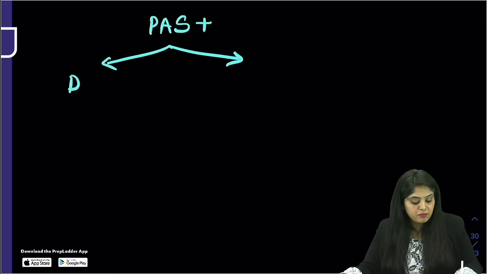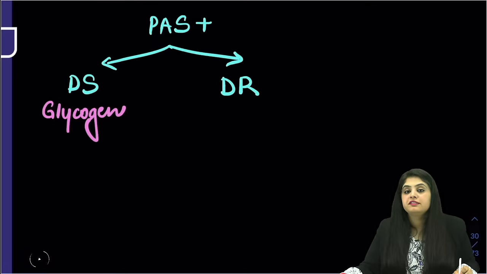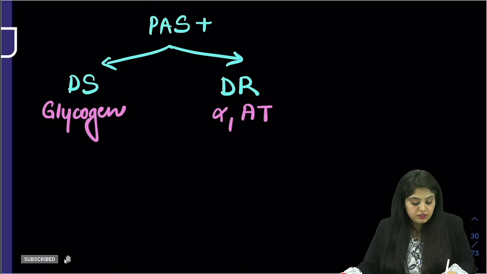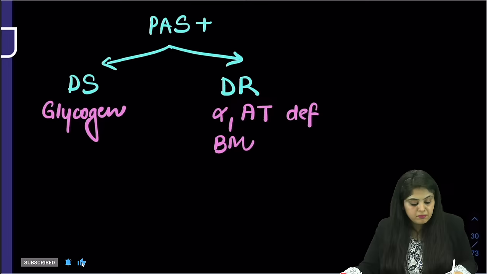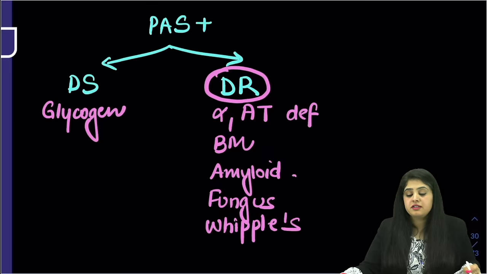Okay, having said that, now coming back, when I talk about PAS positive, there are two situations that are going to be there. One is PAS positive diastase sensitive, one is diastase resistant. Remember, only and only glycogen is diastase sensitive. After that, whatever is mentioned, alpha 1 antitrypsin deficiency, diastase resistant. They mention basement membrane, they mention amyloid, they mention fungus, or they mention Whipple's disease. No matter what else may be mentioned in PAS positivity, everything becomes diastase resistant after that. Only glycogen is going to be diastase sensitive. That is the rule that we keep over here, right?